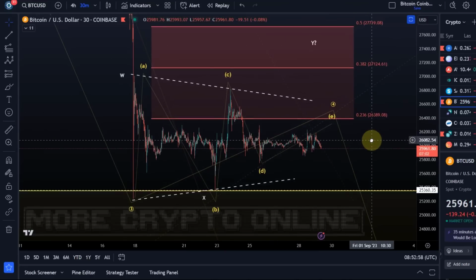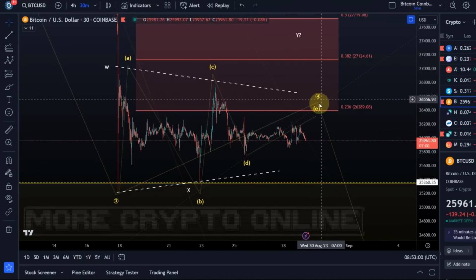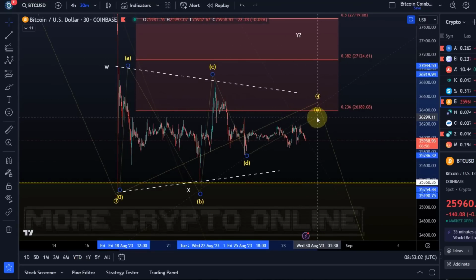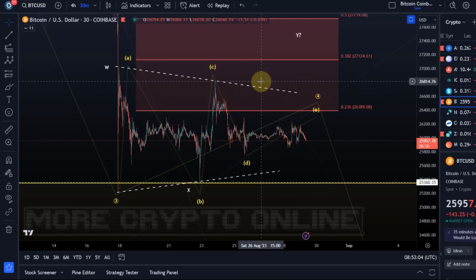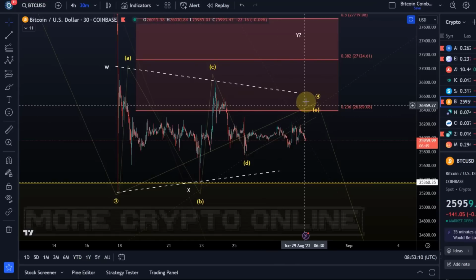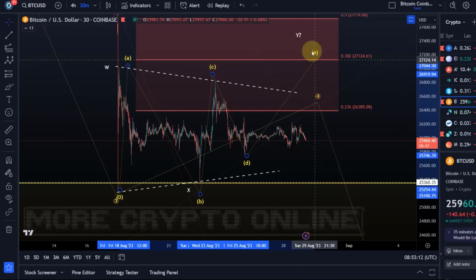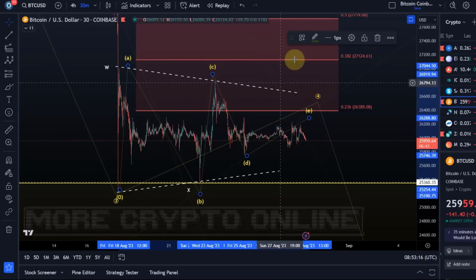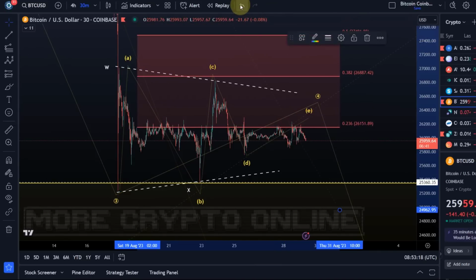So normally in a triangle, the E wave, which is the last wave of the triangle, must stay below the C wave high, in this case, so must stay below 26,820. But of course, if the market decides to go above it, it can't be a triangle, so it would have to be a WXY structure, but it wouldn't be a problem for our base case.